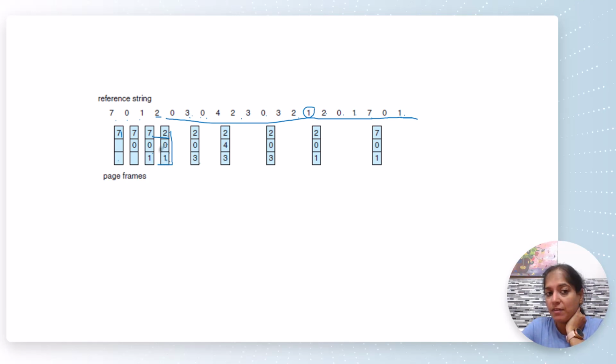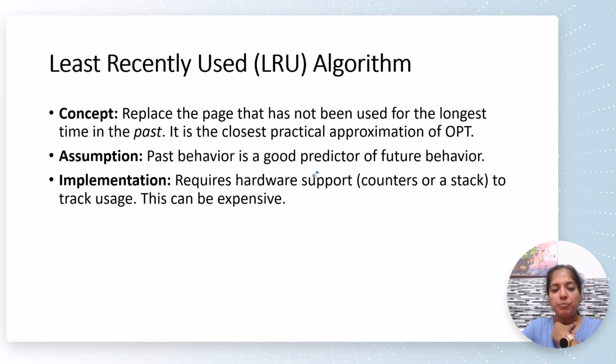Now 3 is in the reference string, 3 is already there, 0 is already there. Now for 4, which page do we need to choose for swapping out of 203? If you see, 2 is here, 3 is here, 0 is used at the end. So 0 will be used for the swapping. In this case the number of page faults are 1, 2, 3, 4, 5, 6, 7, 8, 9. In the FIFO algorithm there were 15 page faults, but here it is 9.